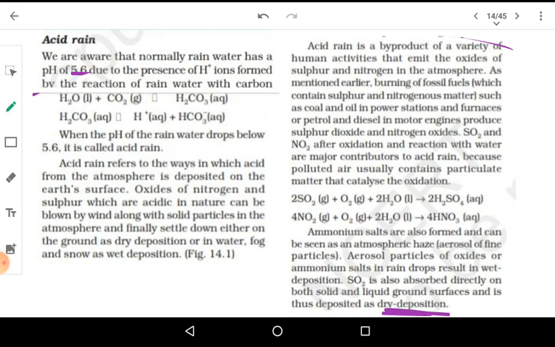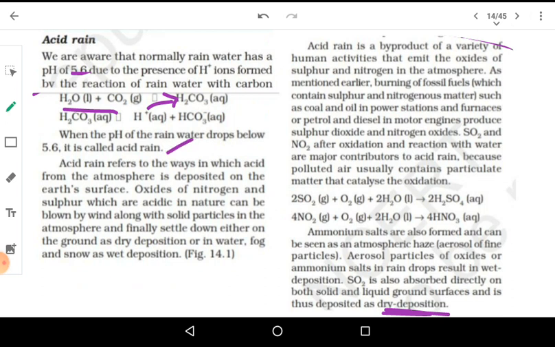Now, you already know that rainwater has a pH of 5.6. What is the reason for that? It is mainly due to the H plus ions which are produced by the combination of water and carbon dioxide. When water and carbon dioxide react, it will result in the formation of H2CO3, and this H2CO3 will dissociate to form H plus and HCO3 minus. This H plus is responsible for the acidic nature of the rainwater. When the pH of the rainwater drops below 5.6, it is called acid rain.